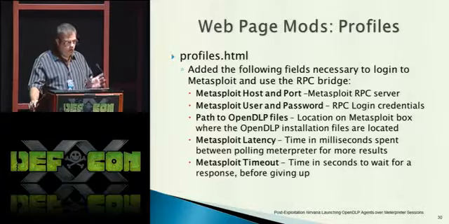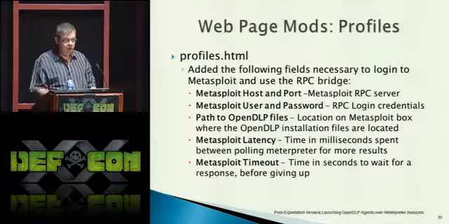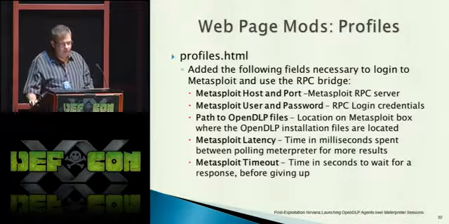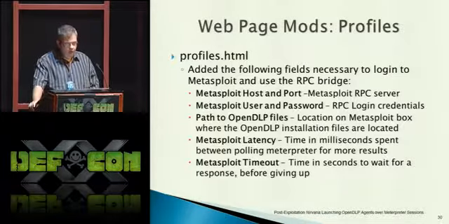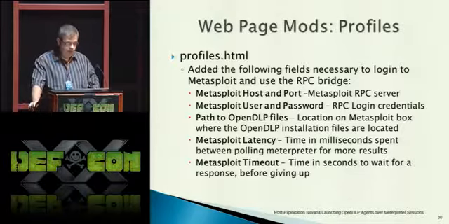And again, OpenDLP deployment files have to be on the Metasploit box. So you have to copy them off of OpenDLP and stick them in a directory on Metasploit, because I can download files with the new post module, but I can't upload them the same way. So those have to be there, and that's the path that you're going to deploy from. And then I also have a latency and timeout, which you can more or less ignore.